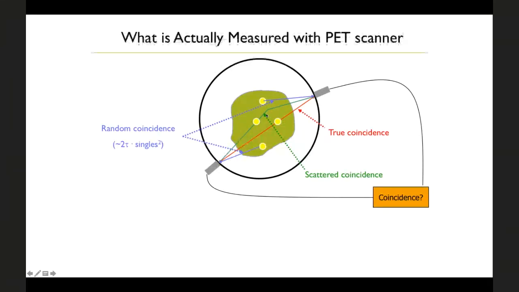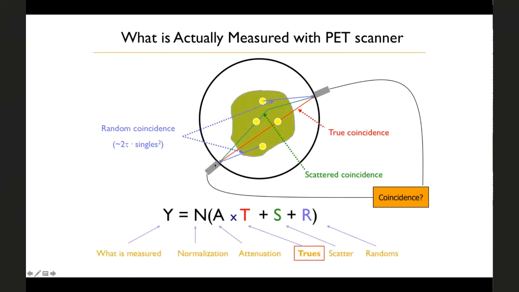The problem with scatter is that it reduces the contrast in our image, because we end up mispositioning where the event happened. We'll think it happened somewhere along this red line, when in fact it came from this green line. The other problem we have to deal with is random coincidences, where we have completely unrelated parts within the patient which generate photons, and they happen to strike the two detectors in that little coincidence timing window that we set.